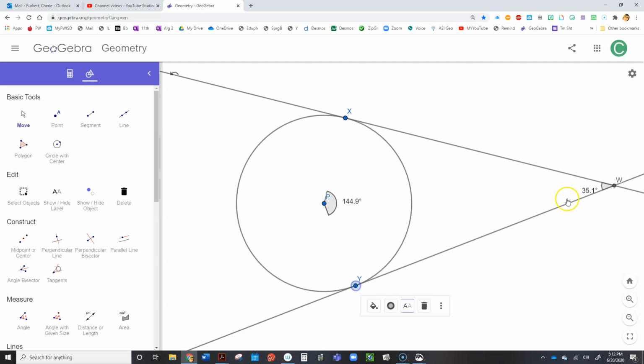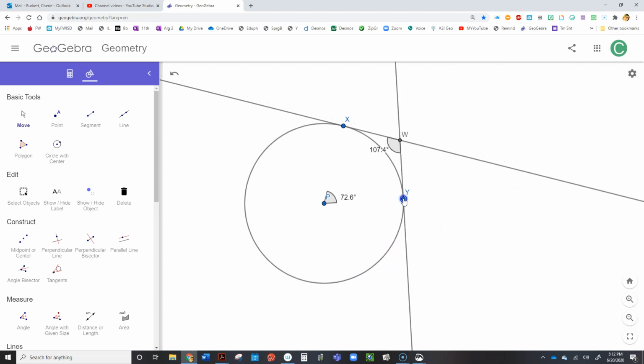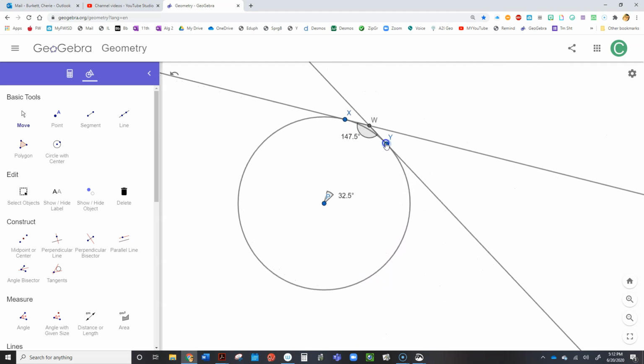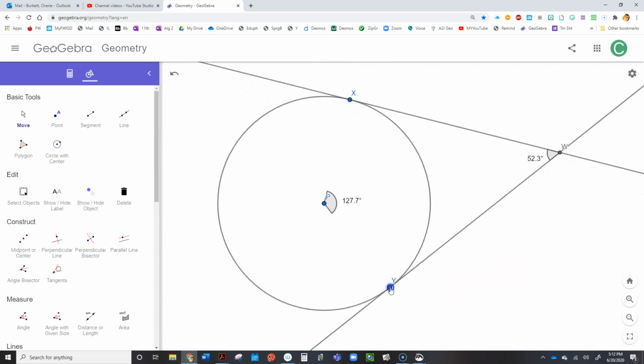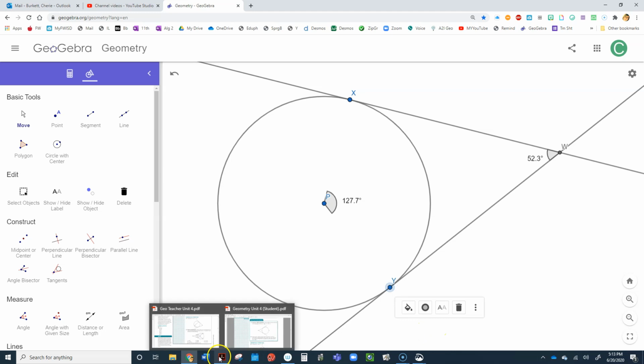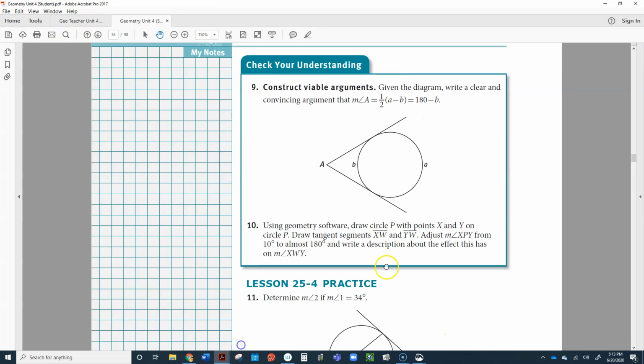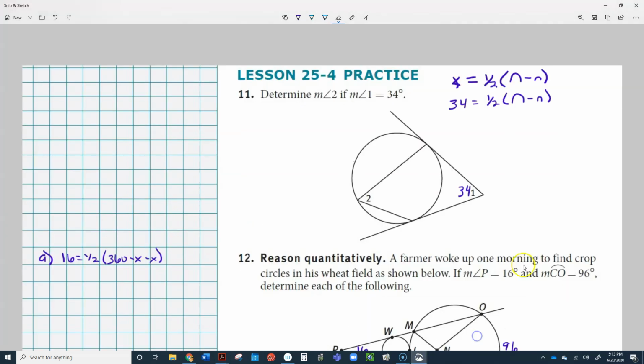So they wanted to know, describe what happens to this angle as this angle changes. So the two changes that I would say is, as the central angle gets bigger, the angle on the outside gets smaller, and vice versa. As the central angle gets smaller, the angle on the outside gets bigger. Or you could just call it angle W. Okay, so I'm not going to write that down because I'm just that lazy. But that is the answer to that one. You would just say what I just said.